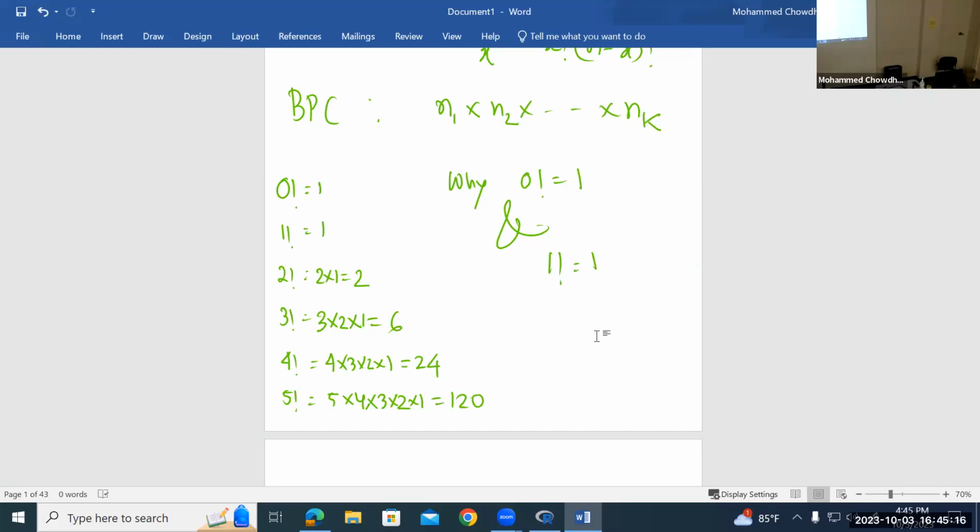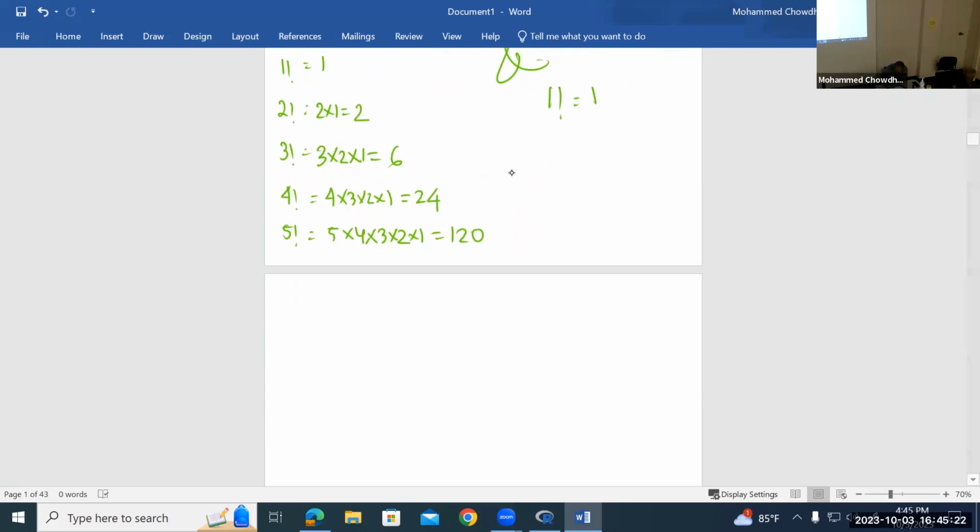So factorial 0 will appear in only 2 scenarios. Remember these things. What are the scenarios? Number 1, choosing all. Number 2, choosing nothing.